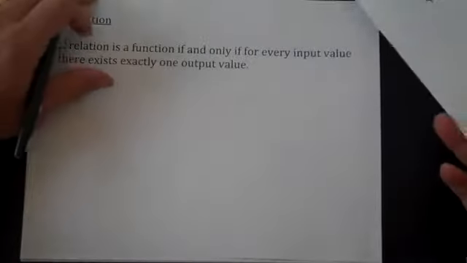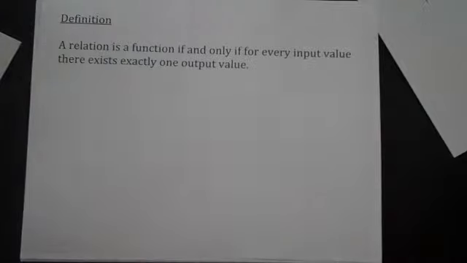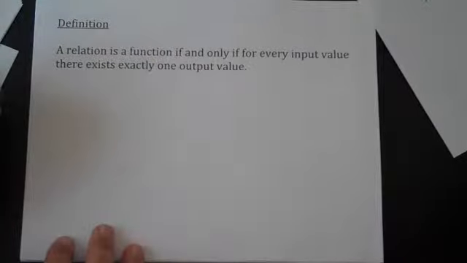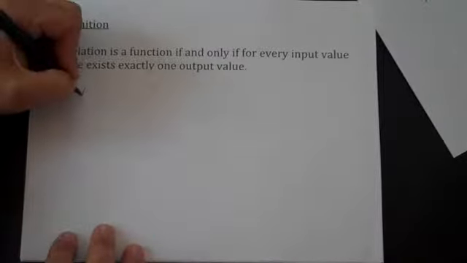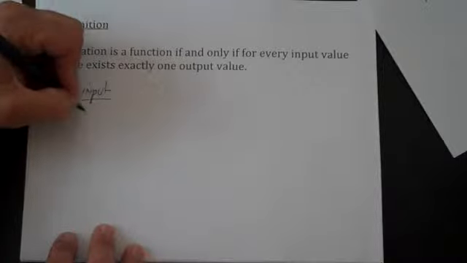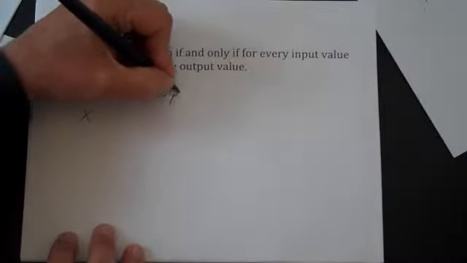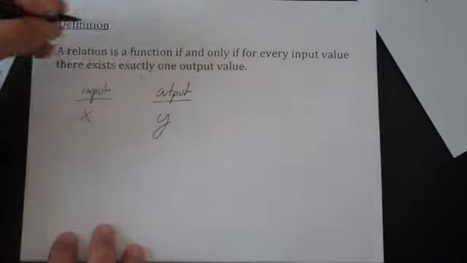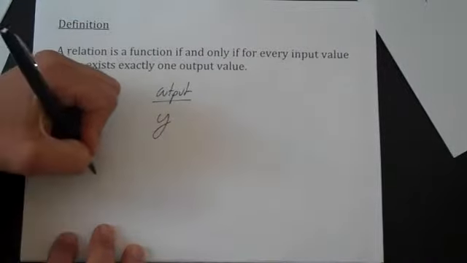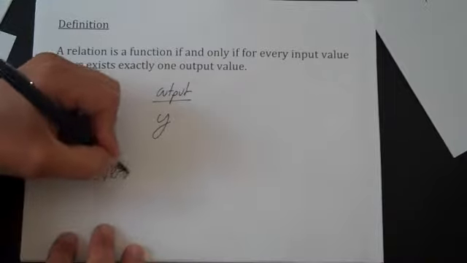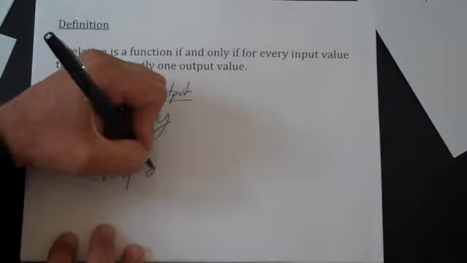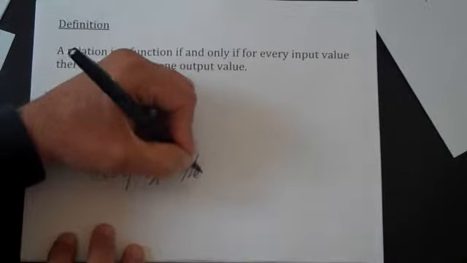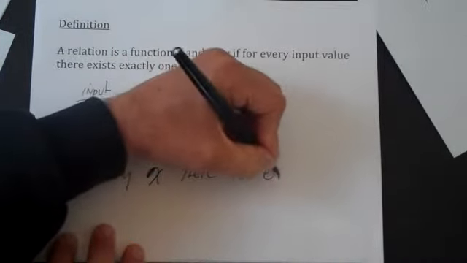So now let's think about if we have a relation, how do we determine if it's a function? And here's the definition of a function. We say that a relation is a function if and only if for every input value there exists exactly one output value. Since the inputs are often x's and the outputs are often y's, not all the time, but usually, another way to say that is for every value of x, there's exactly one y. So for every x, there is exactly one y.